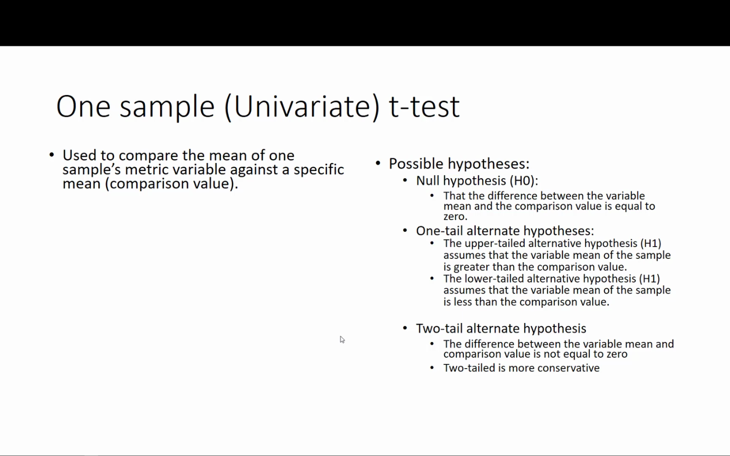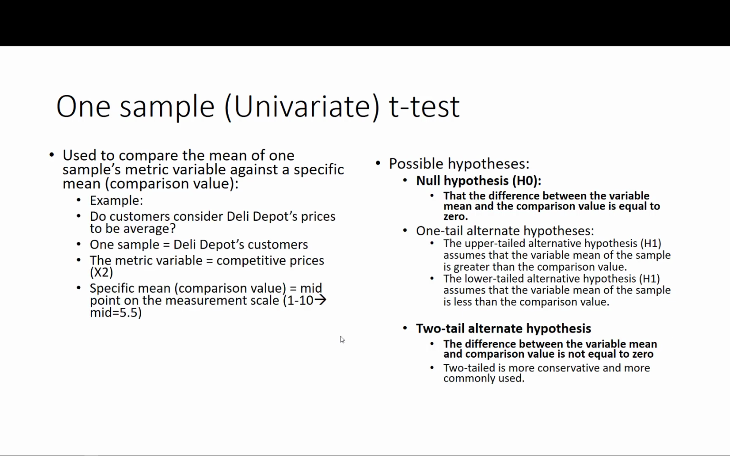So a one-tailed hypothesis is where you are testing to see whether we are higher or lower than the comparison value, whereas a two-tailed alternative hypothesis is essentially that the difference between the variable mean and comparison value is not equal to 0. So rather than being higher or lower, the two-tailed hypothesis is looking for overall difference. The two-tailed is more conservative and it's the more commonly used hypothesis.